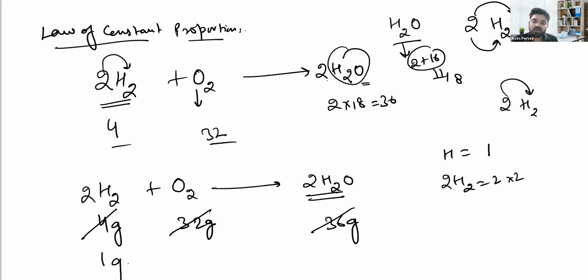We can write it: 1 gram of hydrogen reacts with 8 grams of oxygen to give 9 grams of water. Okay. This is the simplest ratio. When water is formed, the simplest ratio is 1:8:9. Okay. Got it? Yes, sir. Got it. Please copy this one, then I'm going to give you the next equation.